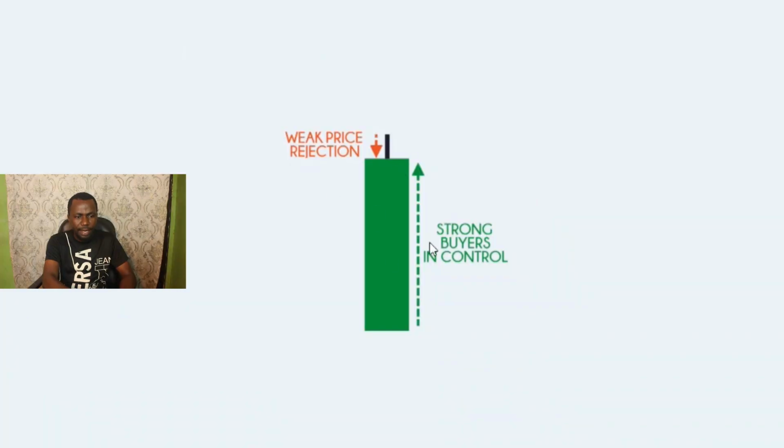This is another example here. So this is a weak rejection, right? But this tells you that the buyers are strong because the price opens below and goes all the way up here, making this small rejection. You can see that the rejection is very small, which tells you that there's a weak price rejection here, but still the buyers are very strong. They are in control when you see this type of candlestick.